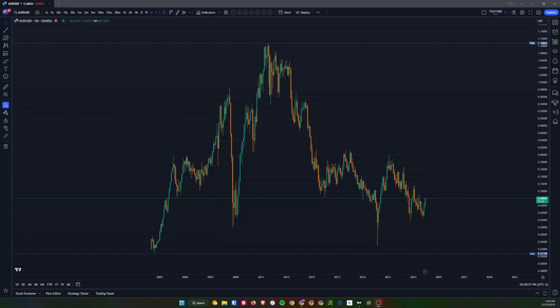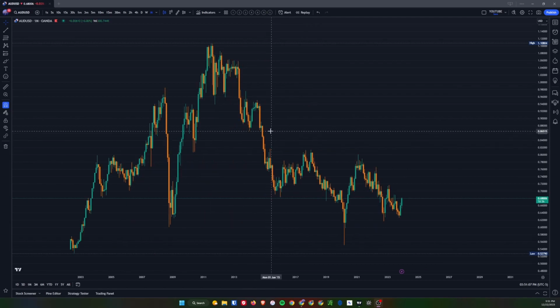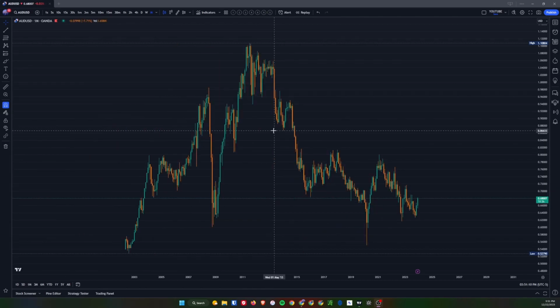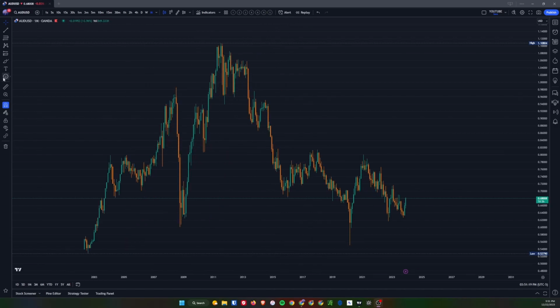All right, so this is a quick little tutorial on how to draw supply and demand levels, or support and resistance levels. Let's start on a monthly time frame. For supply and demand or support and resistance levels, you really just want to draw the tops and bottoms of price and where it got rejected.